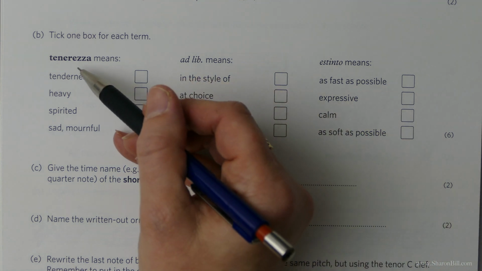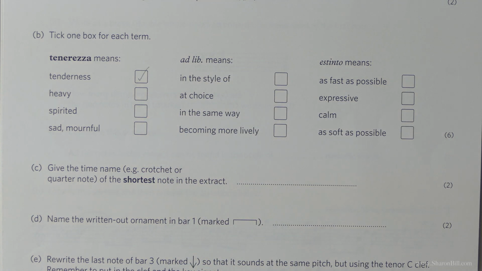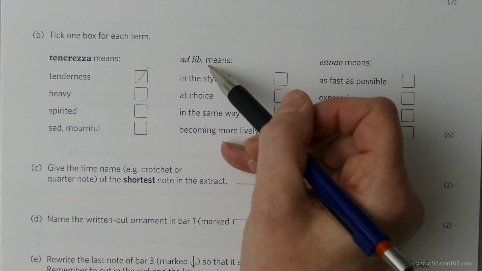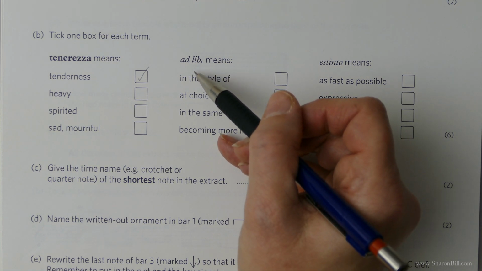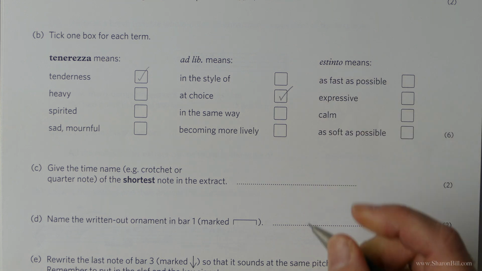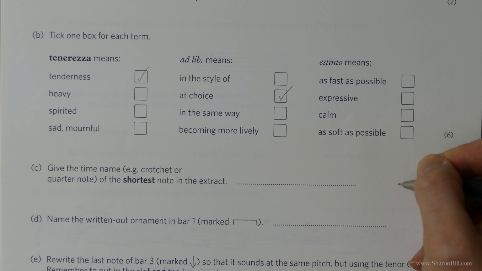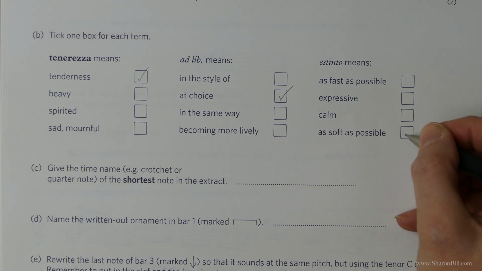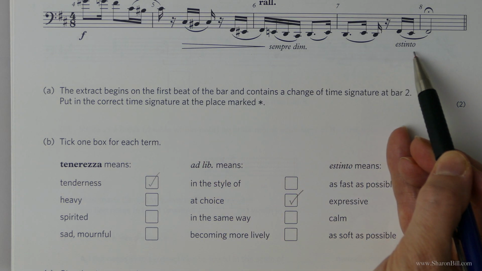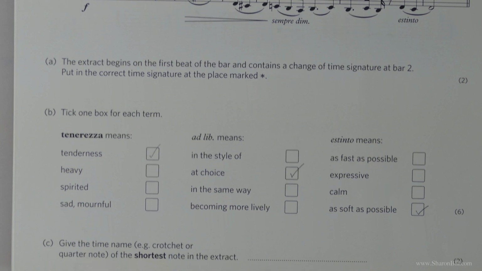And so here we have tenerezza, which is tenderness or tenderly. So it's with tenderness there. Ad lib, that means you can do it your own way, stretch it about a bit, play it with your own interpretation. So literally that would be at choice. Now here, a stinto, that is a dynamic term, as soft as you possibly can. You can see we've had a diminuendo, it's always getting quieter, so this is just as quiet as you can possibly manage to play it. There we go, so that's that done.